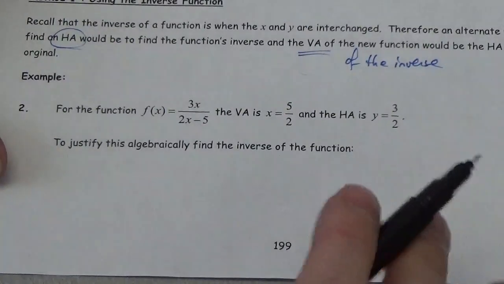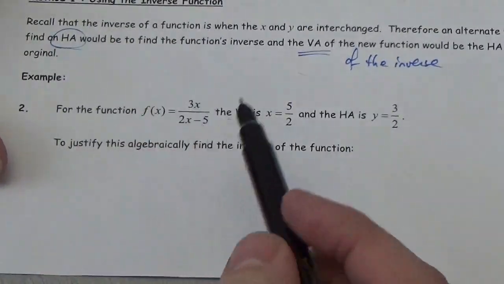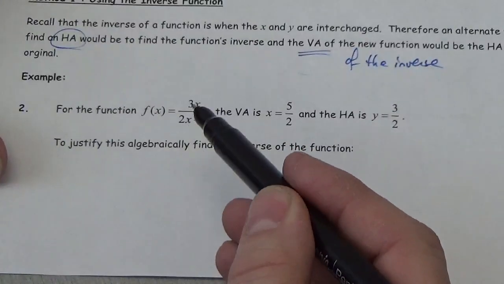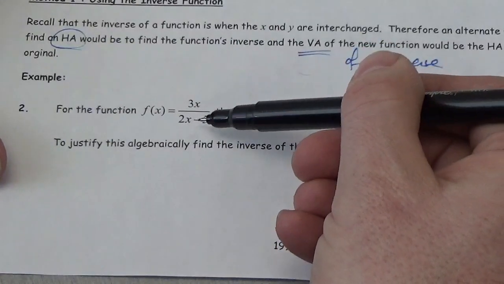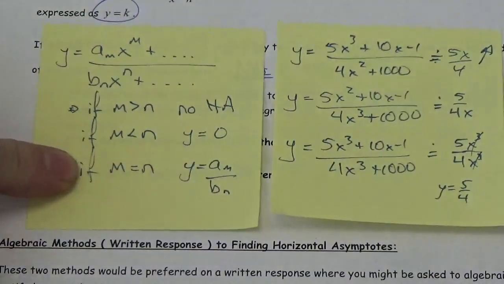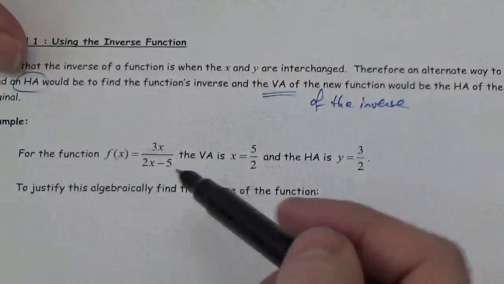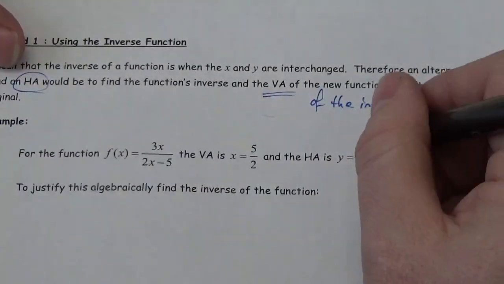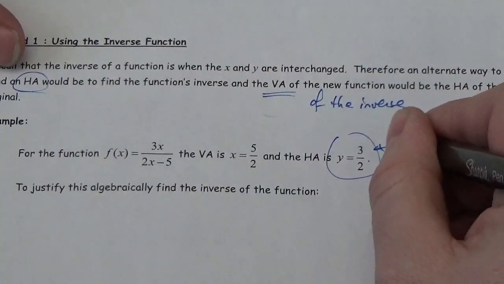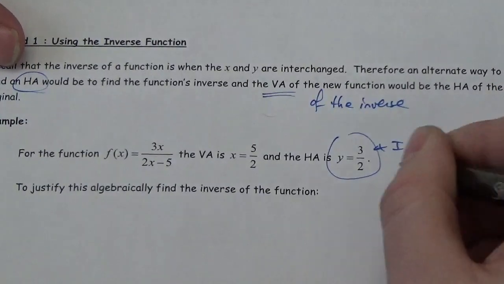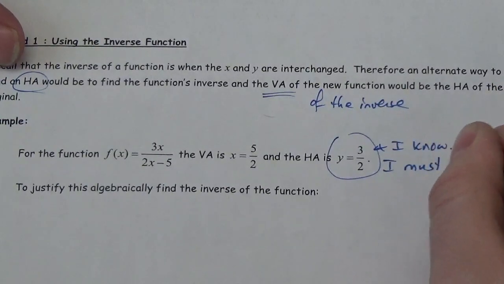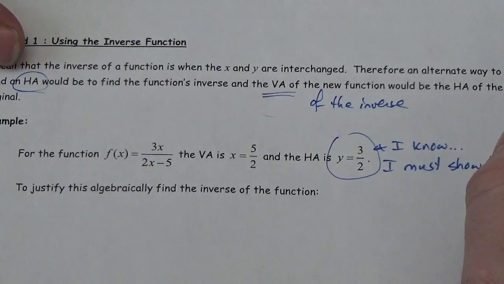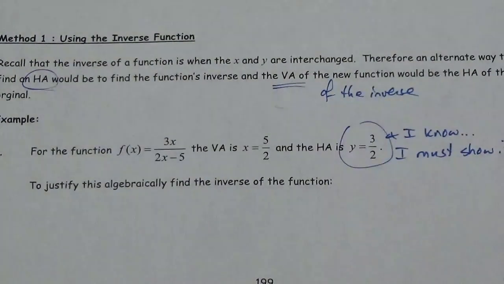Based on my above rule, because the degree of the numerator is equal to the degree of the denominator, they're both linear, I know the horizontal asymptote is going to be the ratio 3 over 2. I know this, but I must prove or show it. I can't just state that and give the above reason as my evidence for why it works.